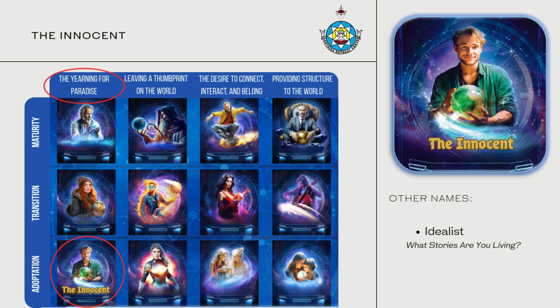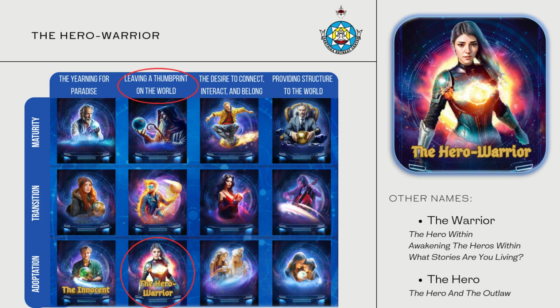In her latest book, What Stories Are You Living?, Carol Pearson calls this archetype the idealist. However, in the archetype matrix, we will use the name the innocent because it more vividly conveys the image of a small child. From our very birthright to be happy comes our first fundamental need, which Pearson in The Hero and the Outlaw described as the yearning for paradise. Next comes the hero warrior.